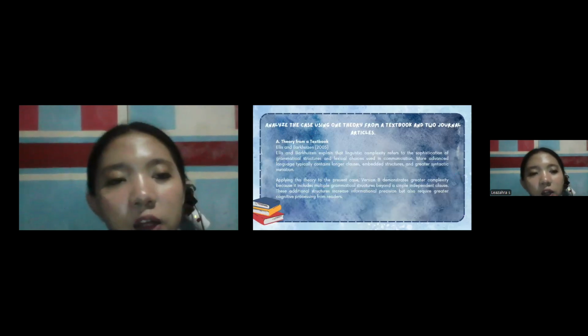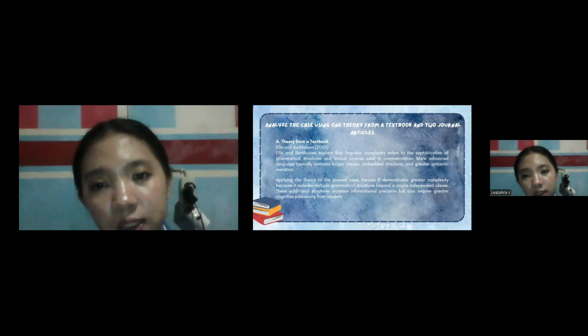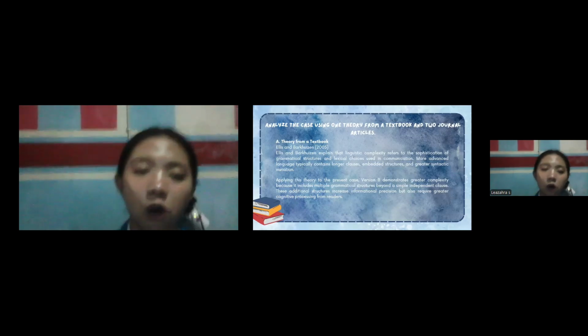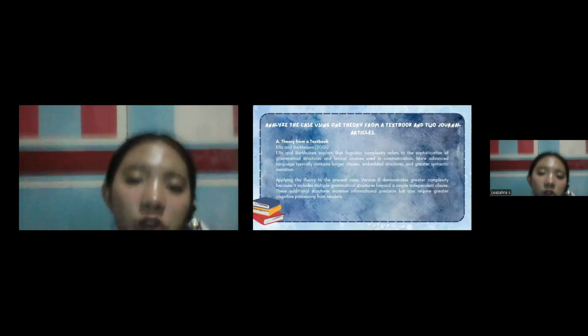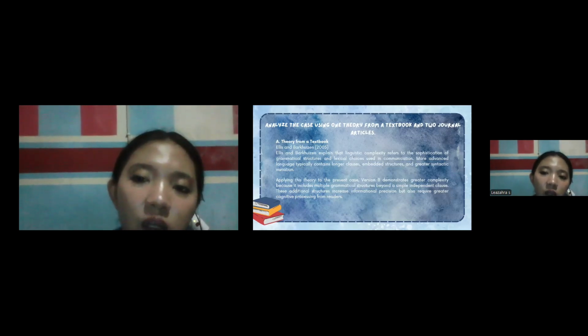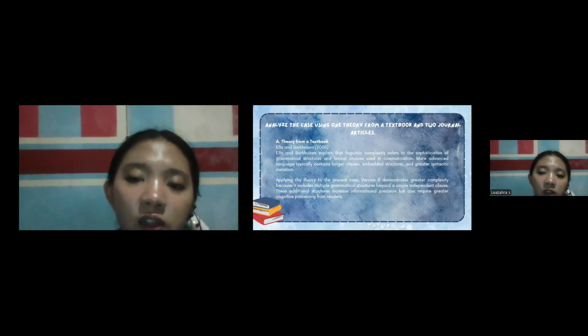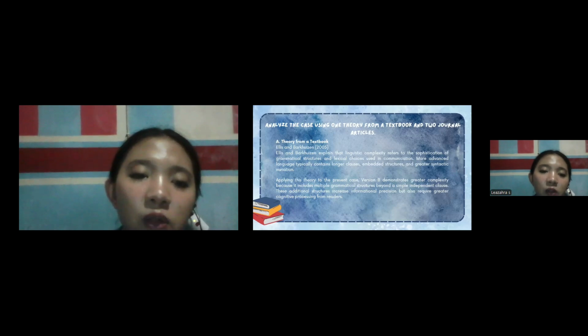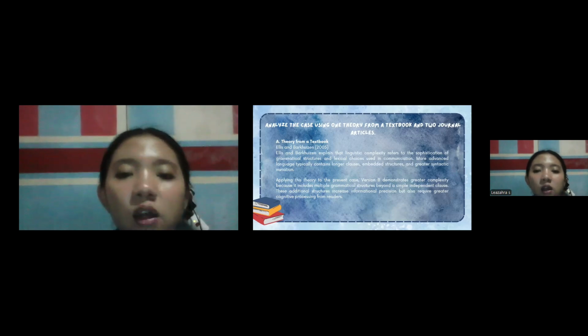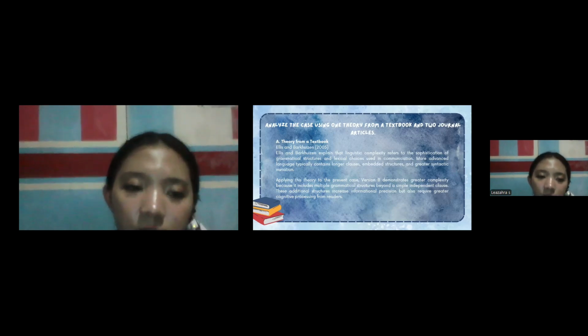Analyze the case. Theory from the textbook by Ellis and Barkhuizen explains that linguistic complexity refers to the sophistication of grammatical structure and lexical choice used in communication. More advanced language typically contains longer clauses, embedded structures, and greater syntactic variation. Apply this theory to the present case. Version B demonstrates greater complexity because it includes multiple grammatical structures beyond a simple independent clause.